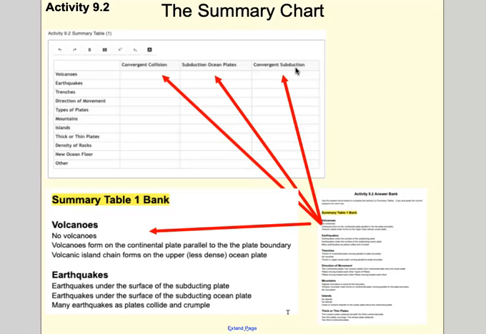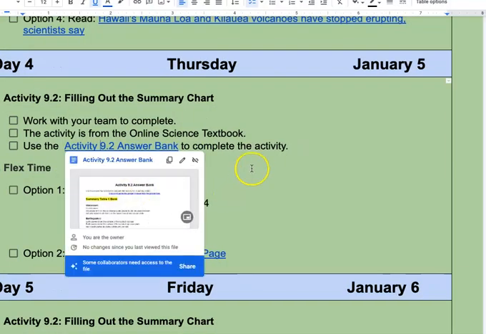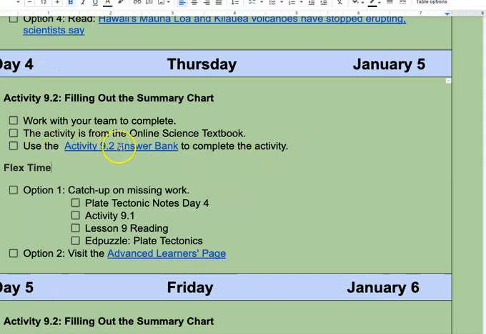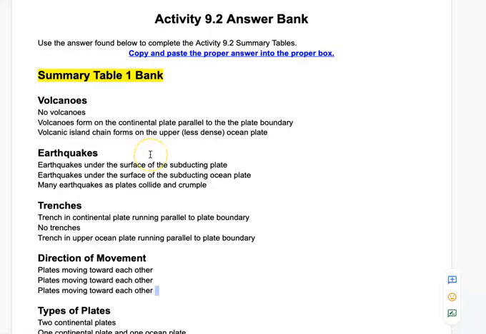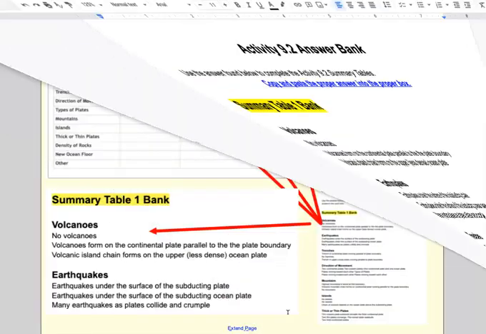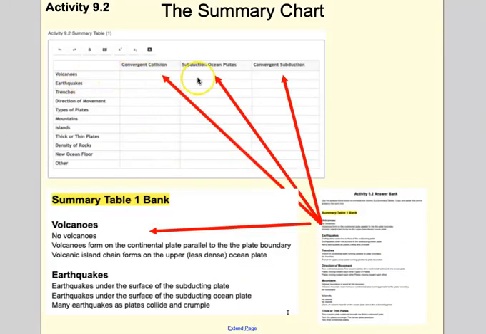What Mr. Phillips and I did is we made it a little bit easier for you to complete this. We just basically gave you a summary chart. So if you go into this right here, use the activity 9.2 answer bank to complete the activity. When you click on that, you're going to get something that looks like this. So if we go back to this right here, volcanoes, there are 3 blanks right there. All you have to do now is just go here.